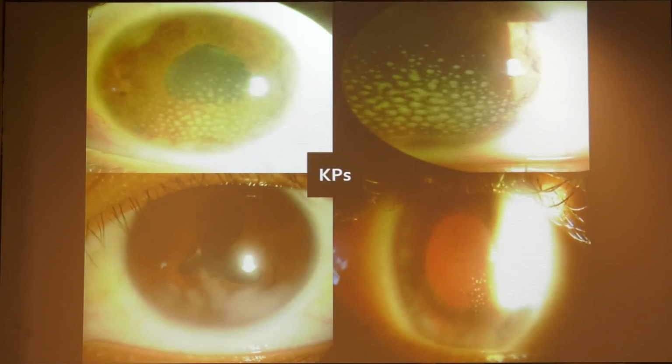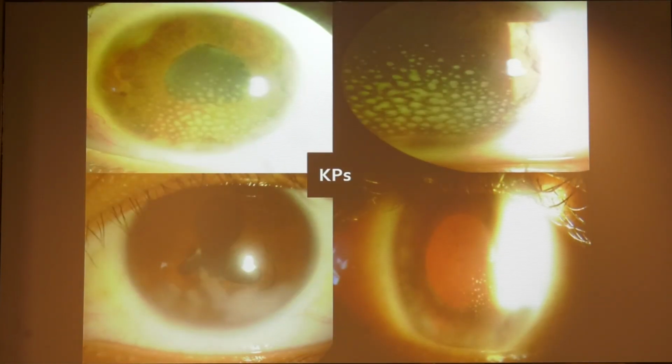Now, the upper two KPs are sarcoid KPs, and this is a tuberculous KP. Now you see this KP, and you should immediately diagnose. With the mid-dilated pupil, you see a tessellated fundus. So we are dealing with VKH.